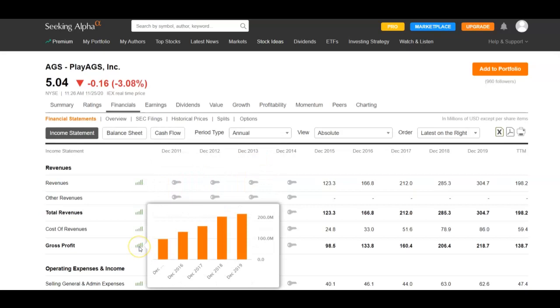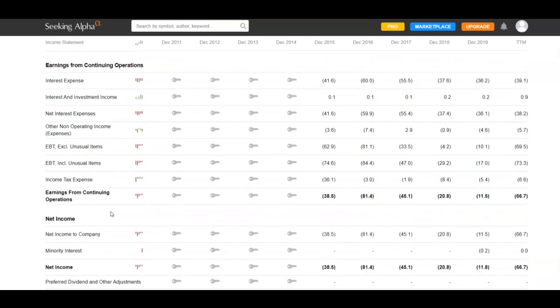And if we look at the gross profit, the trajectory is the same. So in 2015, the gross profit was $98.5 million, and it rose to $218.7 million, so that is a very good sign. Let's go down and take a look at the net income.